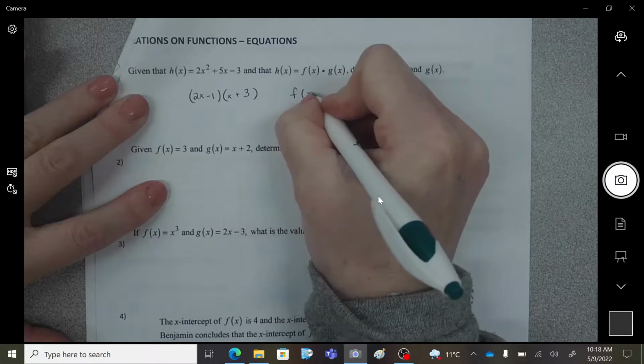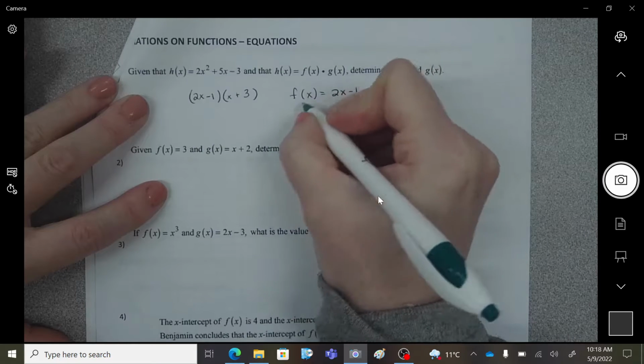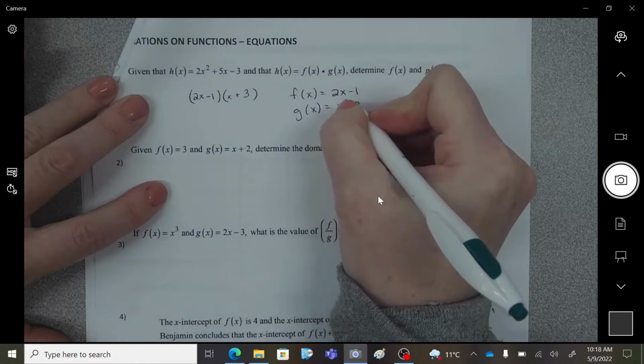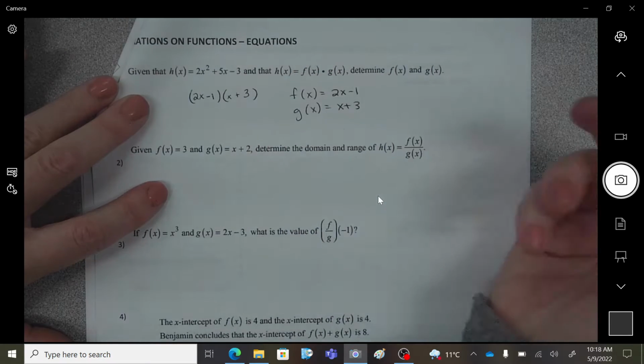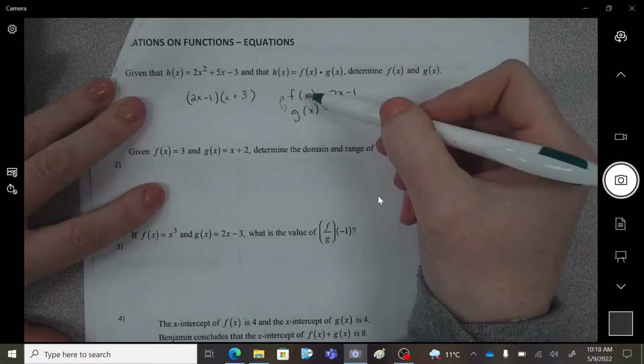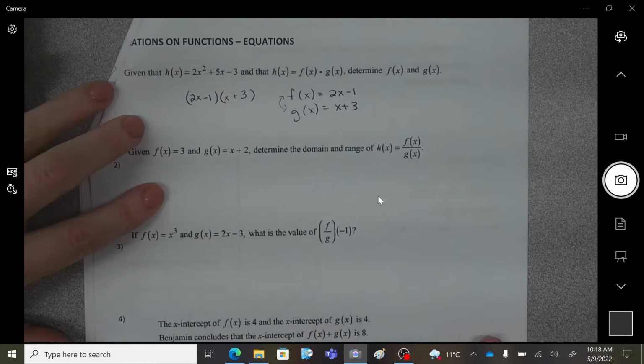So I'm going to say f of x will equal that one, and g of x will equal that. Therefore, those two functions would multiply to the h function. You could also have written those, this one is the g and this is the f. That doesn't matter.